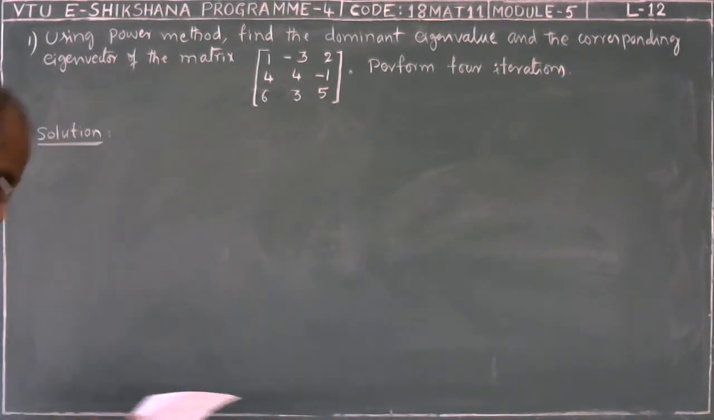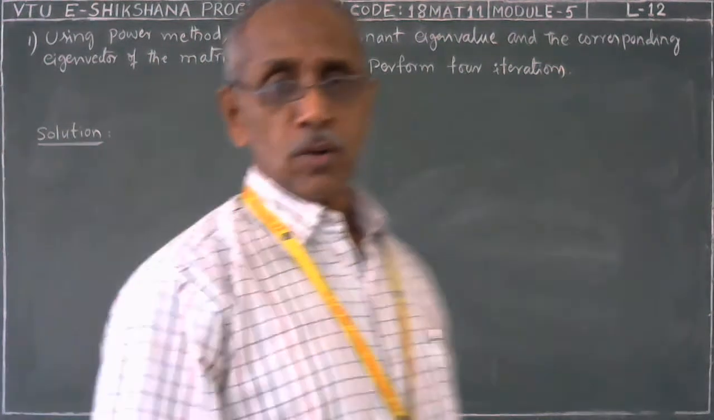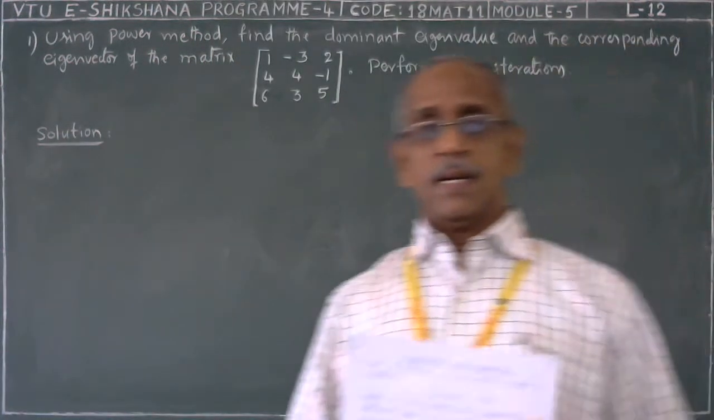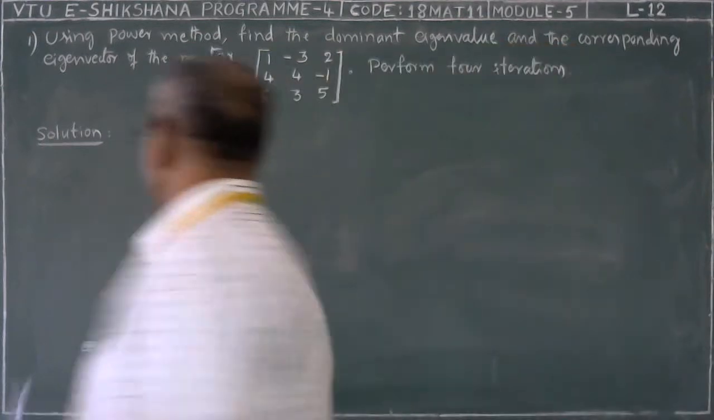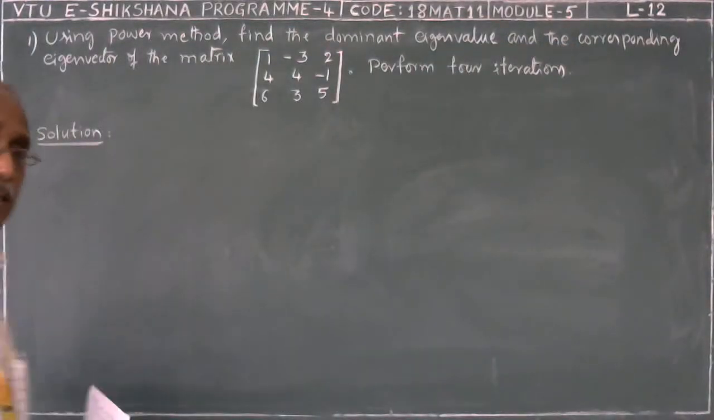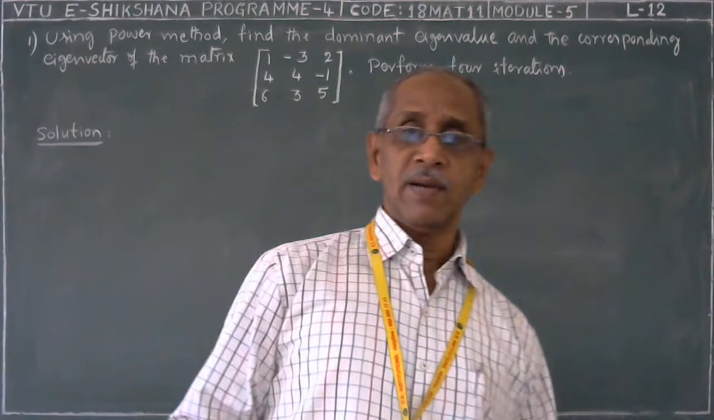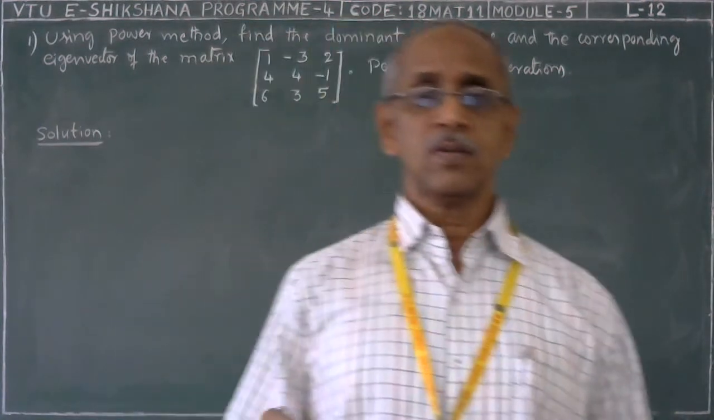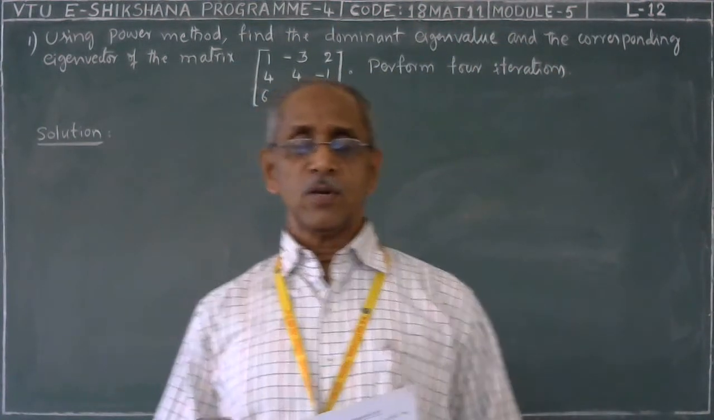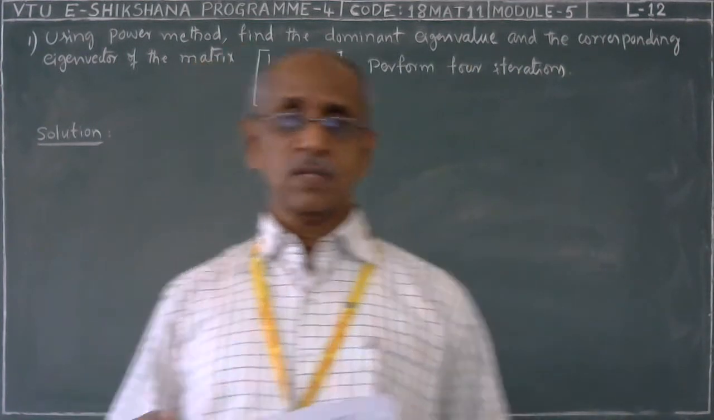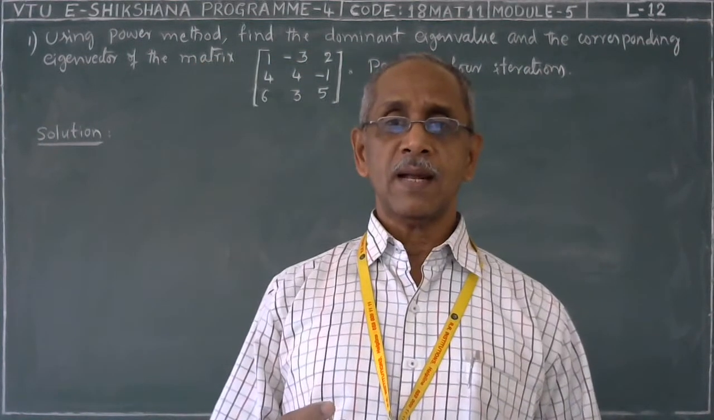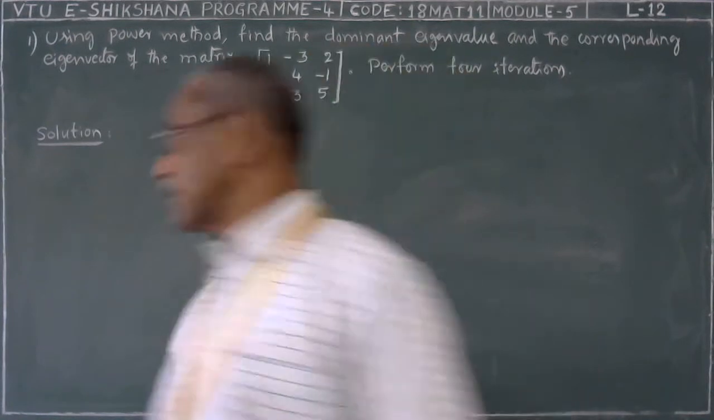The solution. Let us assume an initial eigenvector which is not equal to 0. If the initial eigenvector is given in the problem itself, then we have to start the iterations using the given eigenvector. Otherwise, we can choose a non-zero vector as initial eigenvector.